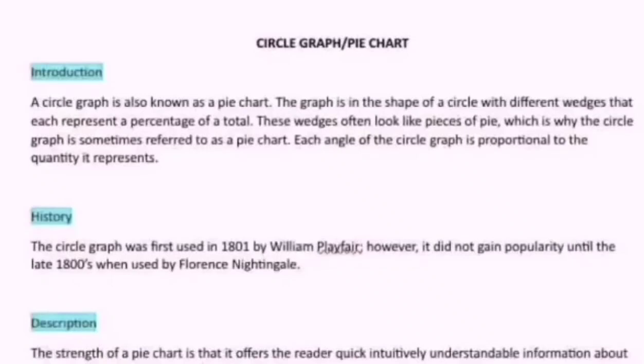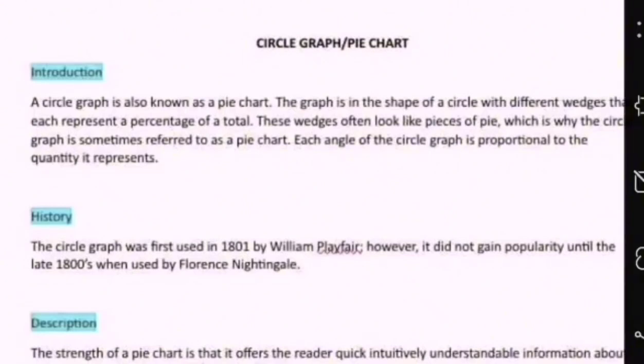A circle graph is also known as a pie chart. The graph is in the shape of a circle with different wedges that each represent a percentage of a total. These wedges often look like pieces of a pie, which is why the circle graph is sometimes referred to as a pie chart. Each angle of the circle graph is proportional to the quantity it represents.